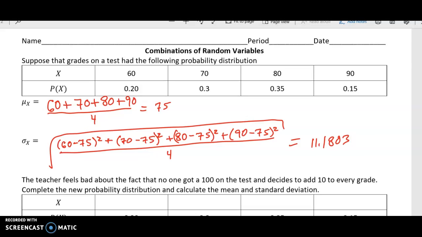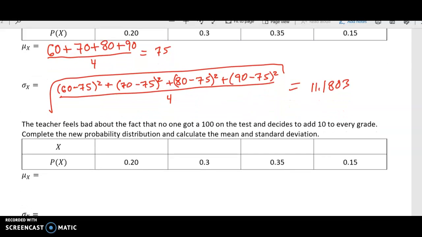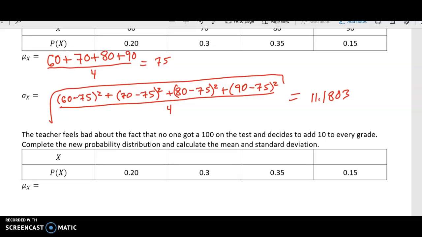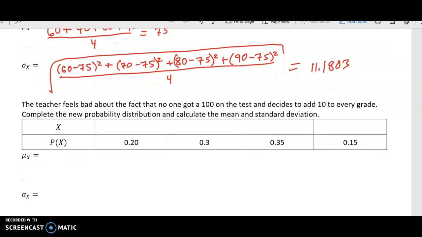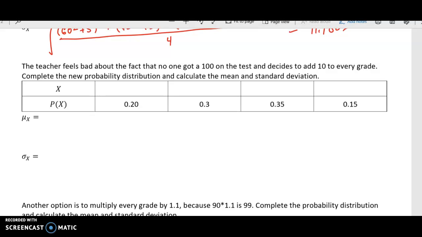Okay, so these were grades on a test. The teacher feels bad that nobody got 100 on the test and decides to add 10 to every grade. So if you add 10 to every grade, this is going to be 60 plus 10, which is 70. This is 70 plus 10, which is 80. This is 80 plus 10, which is 90. 90 plus 10, which is 100. Okay, the sum works the same way. Sorry, the mean works the same way.